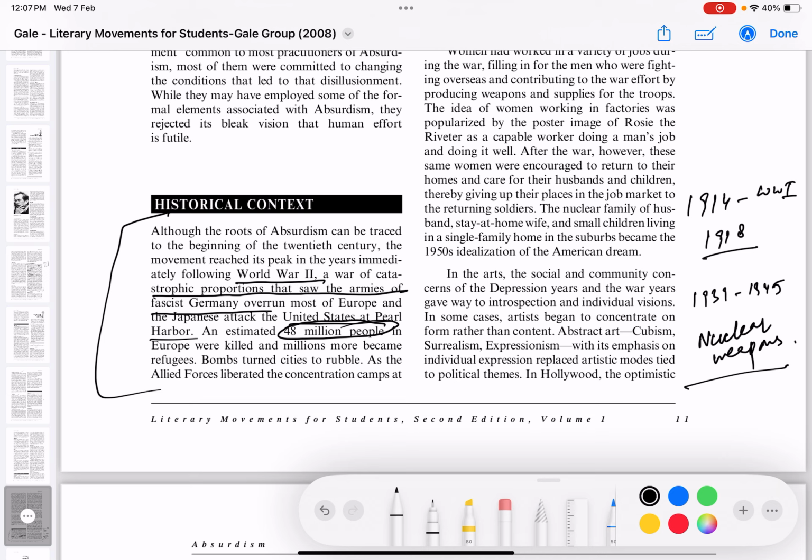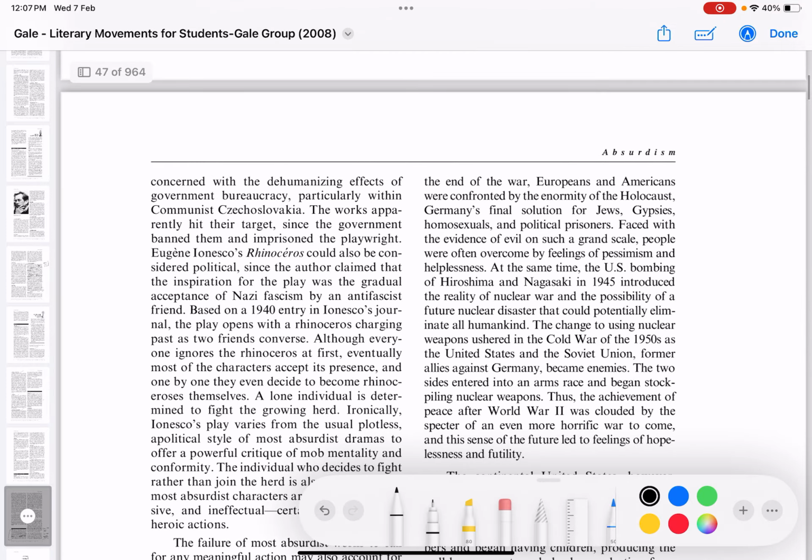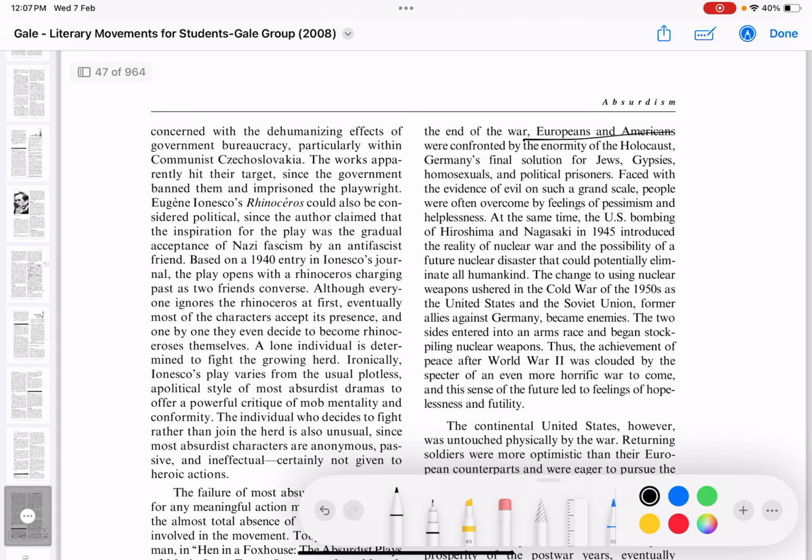As the Allied forces liberated the concentration camps at the end of the war, Europeans and Americans were confronted by the enormity of the Holocaust, Germany's final solution for Jews, gypsies, homosexuals, and political prisoners. All these things have actually changed the very scenario of society, right? How can someone kill so many people, what kind of power they possess, right?